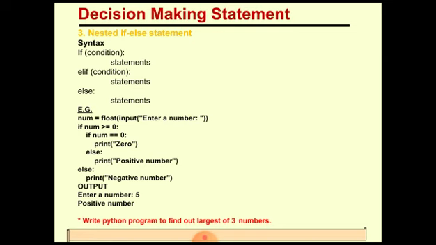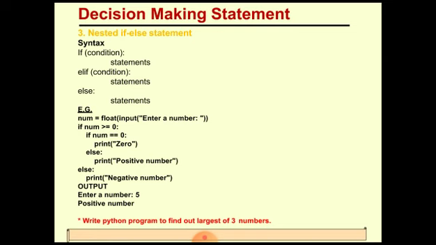So if num is greater than 0 is false, then the control will come on to this else statement, so print negative number. You have seen there are two types of nesting which could be done in if-else statements. You can nest another if statement inside an if statement, like we have done in this example, or you can use the else if statement in the else part, that is by using elif. Elif stands for else if.